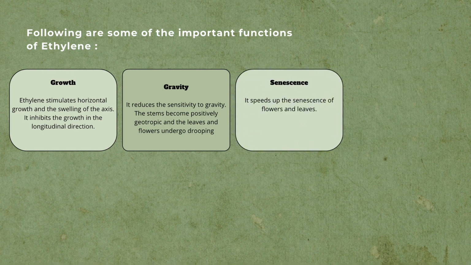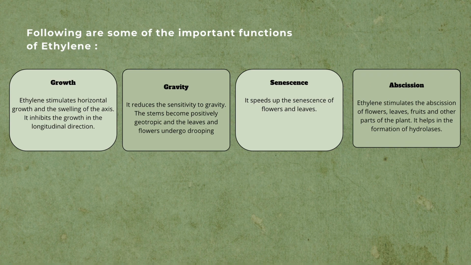Number 3 is senescence. It speeds up the senescence of flowers and leaves, or what we call the loss of cells' power of division and growth. So if the cells undergo senescence, it loses its ability to reproduce because it does not have more power to grow anymore. And abscission. Ethylene stimulates the abscission of flowers, leaves, and other parts of the plant. Abscission means the natural detachment of flowers and leaves from the plant. This is what we call the process of thinning.